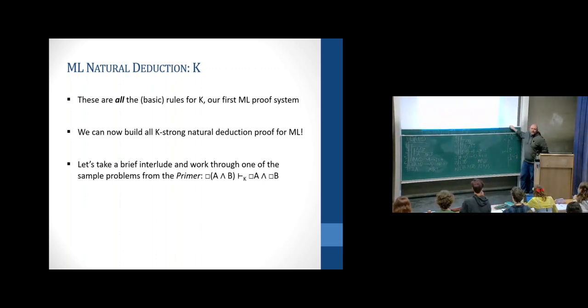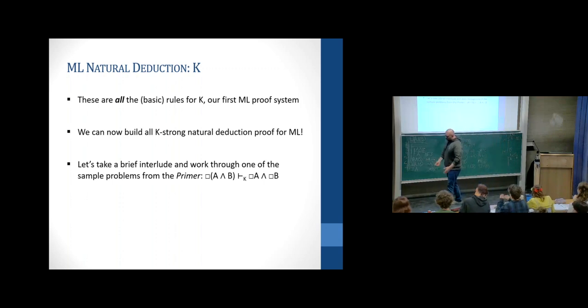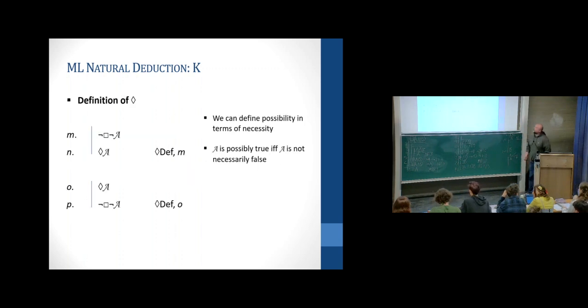Okay. So this was our first natural deduction system. This is K. And again, two rules, modal ponens and necessitation. Everything is built from there. When it comes to K, we also have two derived rules. The first derived rule has to do with possibility. Because interestingly, you'll notice, everything I've told you is just about boxes. I told you nothing about diamonds.